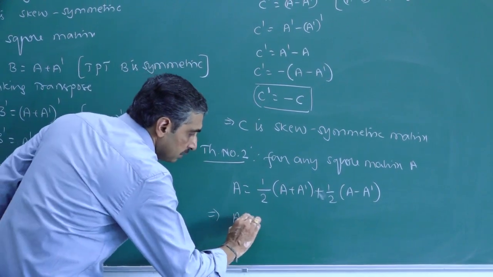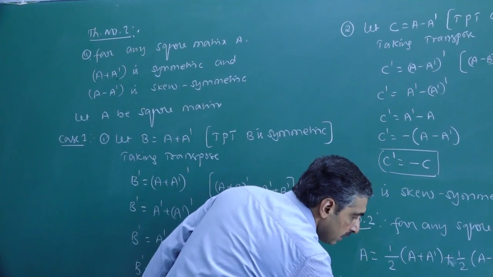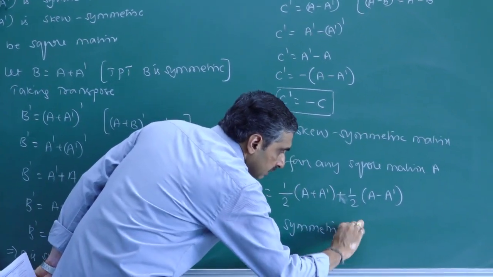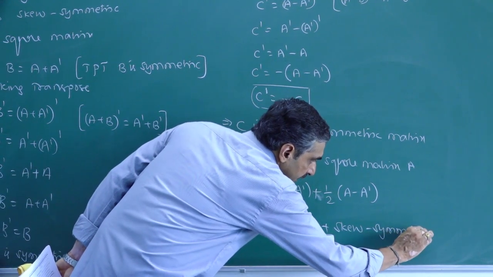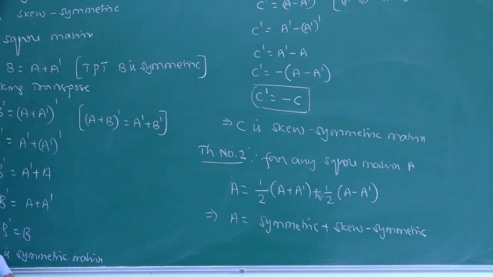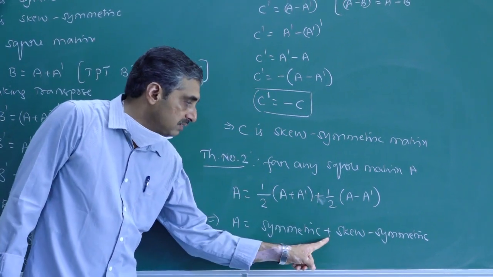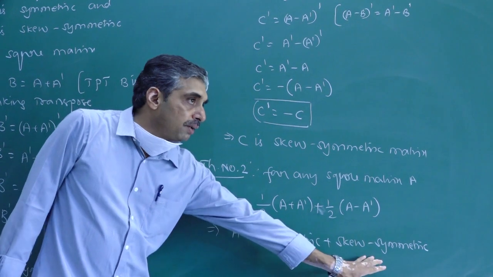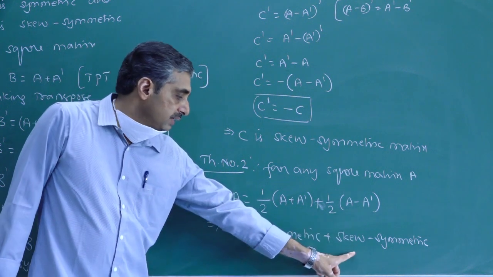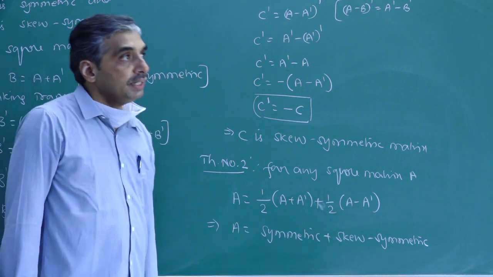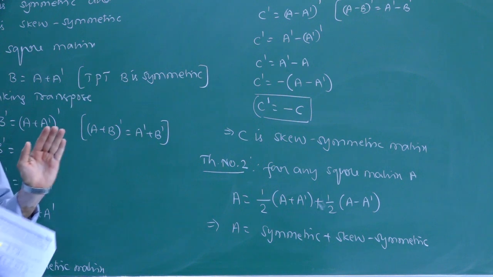See, this A is equal to half A plus A dash plus half A minus A dash. According to this property, A plus A dash is always the symmetric part, and A minus A dash is always the skew symmetric part. So theorem number 2 is: any square matrix can be written in the form of a sum of a symmetric part and a skew symmetric part.